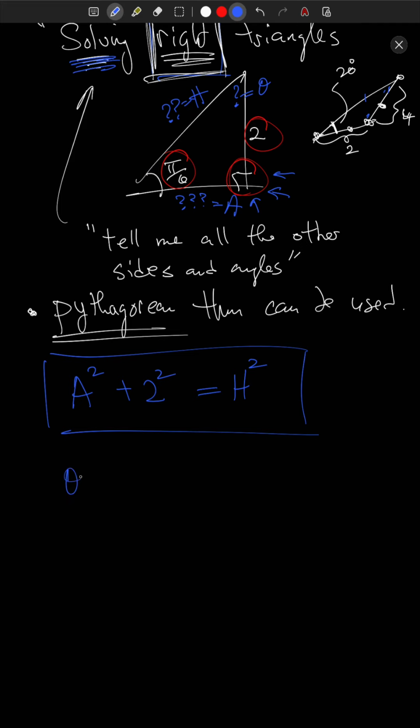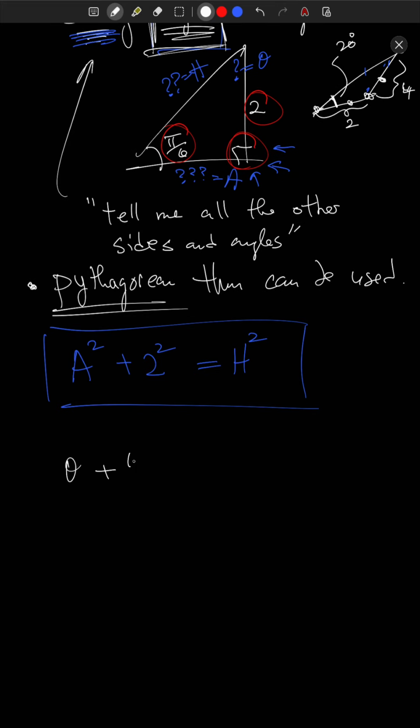So I know that theta plus pi over 6 plus 90 degrees, which is pi over 2, has to be 180 degrees, which is pi. All right? And I highly encourage you at this moment to start working with radians as much as possible, just to get comfortable with them. Okay, so this is the same as theta is equal to, let me add these two together.